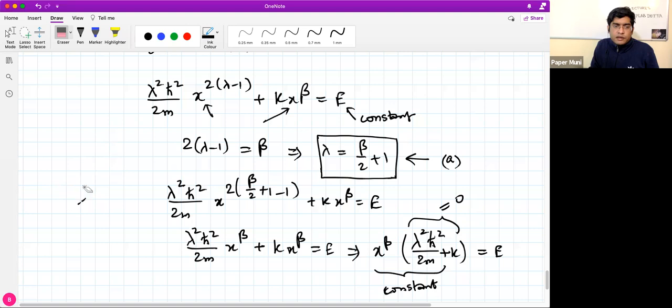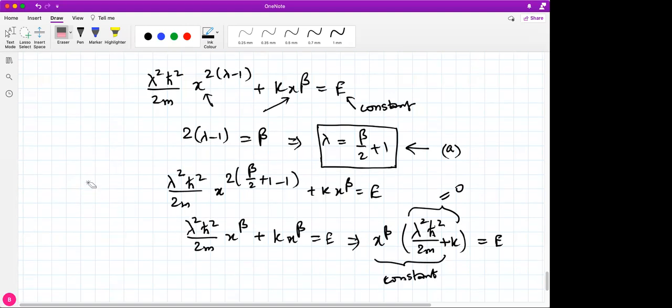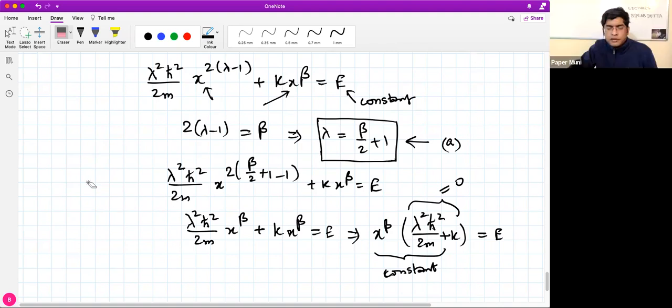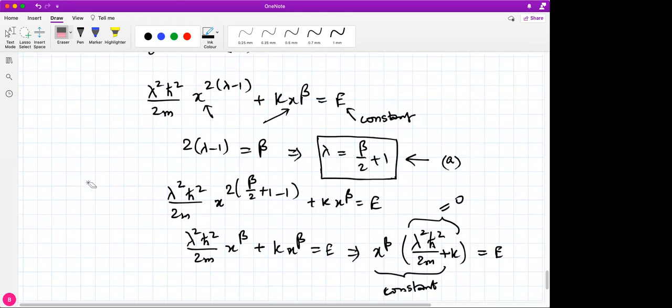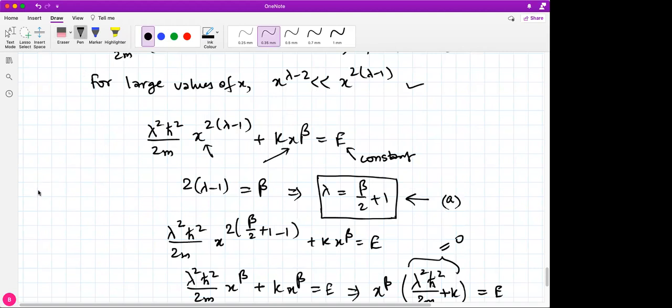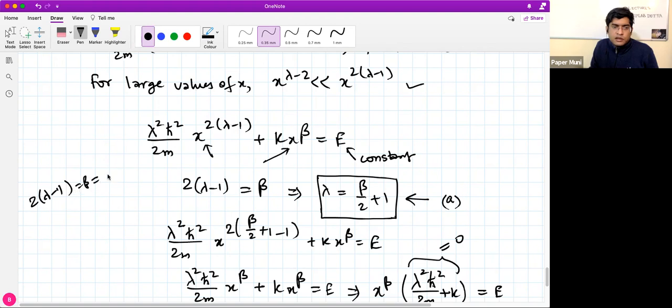Now in this, yes, tell me. Sir, in this equation, we need E to be the constant, so we need the expression to be independent of x. Yes. So can't we say like this, that 2 lambda minus 1, bracket till minus lambda 1 minus 1, equal to beta equal to 0?